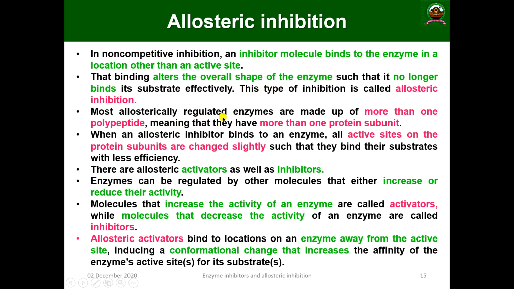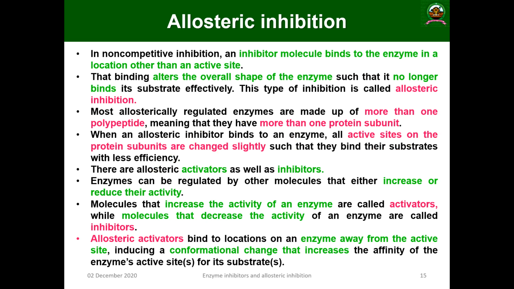Most allosteric enzymes are made up of more than one polypeptide chain, meaning that they have more than one protein subunit. So when an allosteric inhibitor binds to an enzyme, all active sites on the protein subunits are changed slightly, such that they bind to their substrate less effectively.